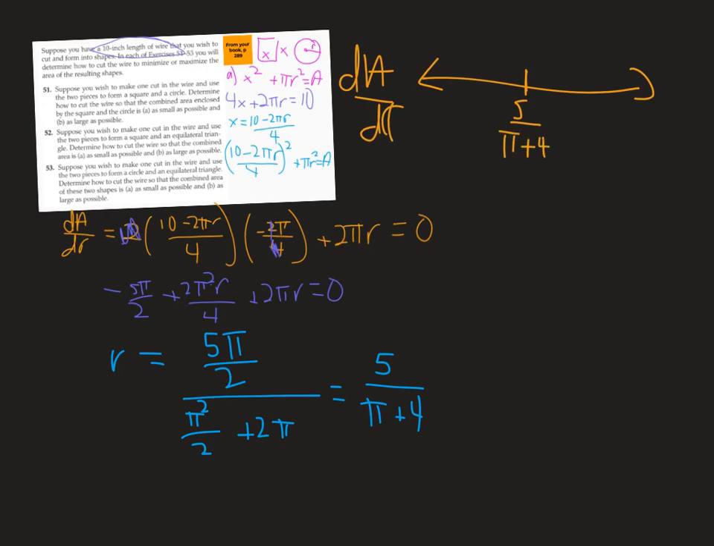So, well, 0 is less than that. So if I plug 0 back in up here, this part's 0, so that doesn't matter. This part's 0, so that doesn't matter. That's 10/4, and that's a negative, so that would be a negative number. So we go negative to positive. So the minimum area is when r equals 5 over pi plus 4.